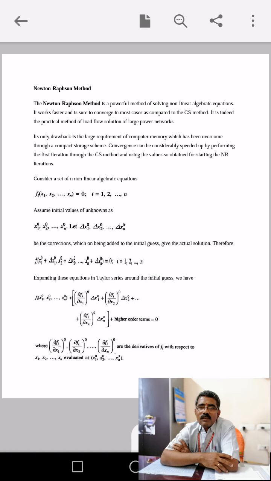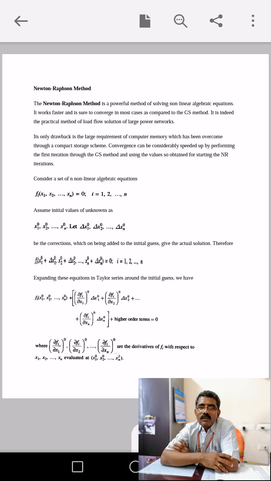Here, dou fi by dou x1, dou fi by dou x2, and dou fi by dou xn, these are all the derivatives of fi with respect to x1, x2, x3, etc., xn. So these are all derivatives of fi with respect to x1 first term, with respect to x2 second term, and so on and so forth. And they are to be evaluated at x1(0), x2(0), x3(0), and so on and so forth, the initial guess, because so far we are having only those values.